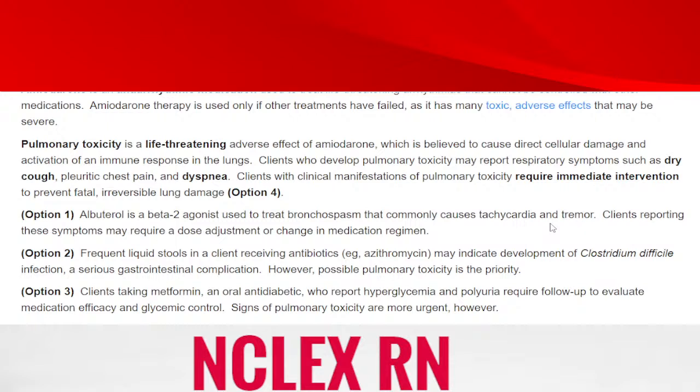Educational objective: amiodarone is an antiarrhythmic medication used to treat life-threatening arrhythmias. Pulmonary toxicity is a life-threatening complication that may cause symptoms such as dry cough, pleuritic chest pain, and dyspnea. Clients taking amiodarone with signs of pulmonary toxicity require immediate follow-up.